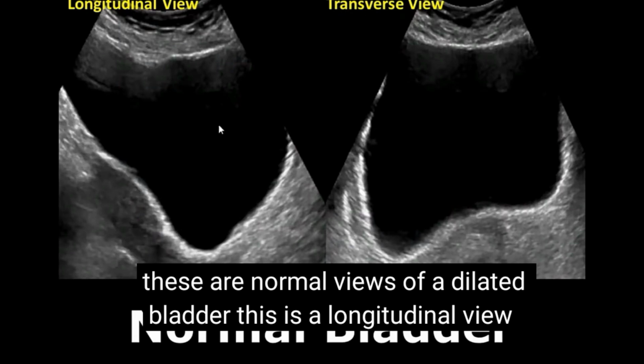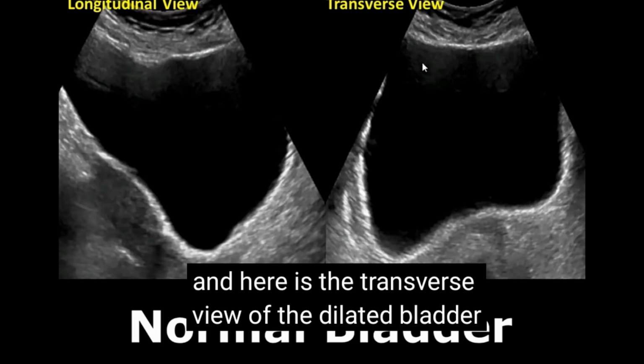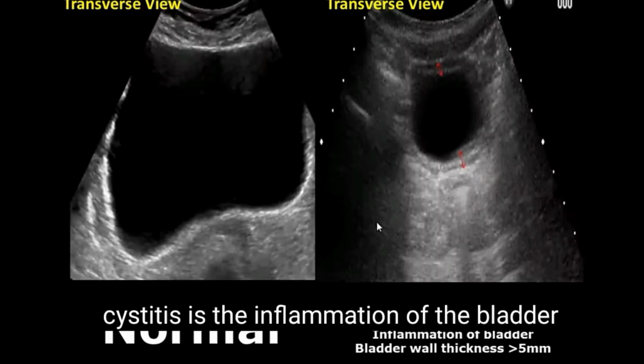These are normal views of a distended bladder. This is a longitudinal view, and here is the transverse view of the distended bladder.